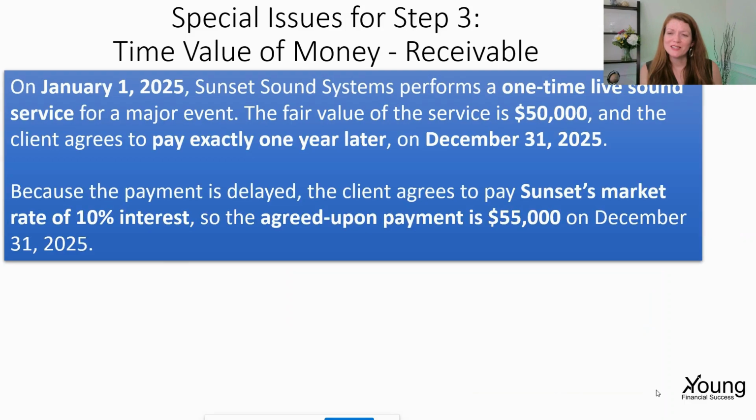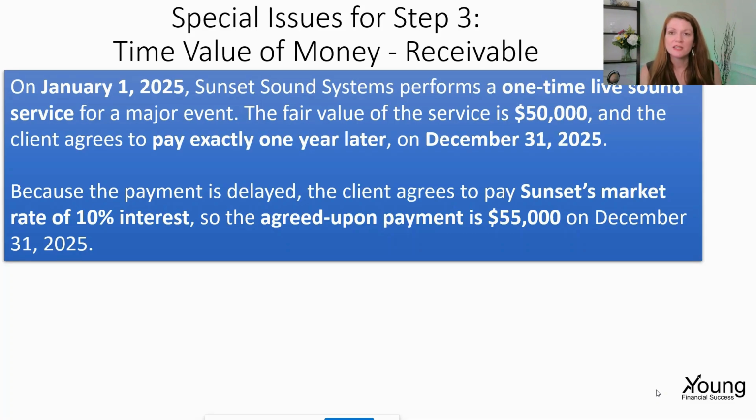So what if we switch things up a little bit? We're going to go back to the same scenario, except the client agrees to pay exactly one year later. So they are not going to pay until December 31st, 2025. They made the agreement on January 1st, and they're going to pay on December 31st. Because the payment is delayed, the client agrees to pay the interest rate of 10%. So they're actually going to pay 10% more in this situation.